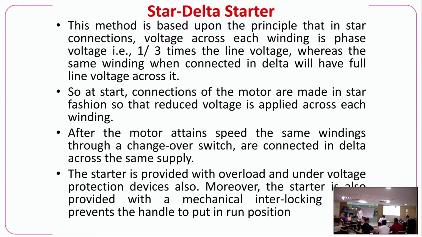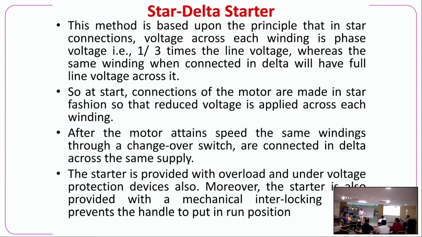And what about the torque? Torque is proportional to the square of the current. Which current, line current or phase current? Phase current. So torque is proportional to the square of the phase current. Because phase current is 1 by root 3, torque will also be 1 by 3. So starting torque is 1 by 3, starting current is 1 by 3. So that is the advantage.